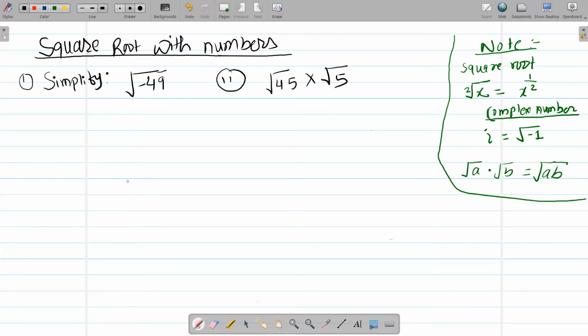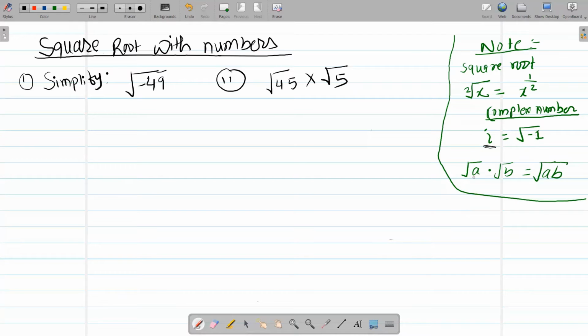Today I'm going to show you how to solve the problem square root with numbers. So here are a couple of notes I have written. The square root means this square root sign. This is x. We can write x to the power 1/2. That's the same thing. Also I'm going to make one note on the complex number. So i is denoted as a complex number, which is equal to square root of -1.